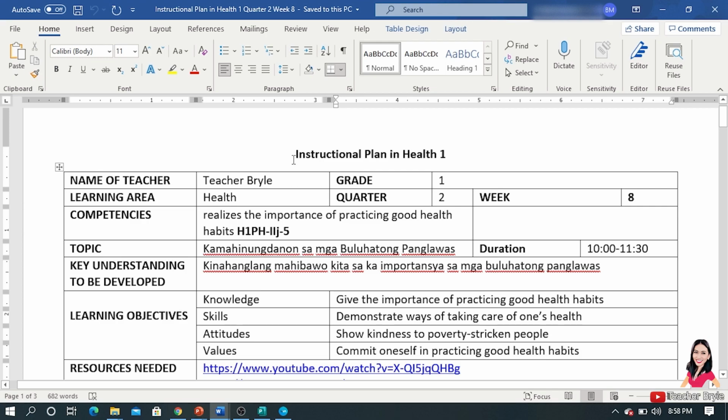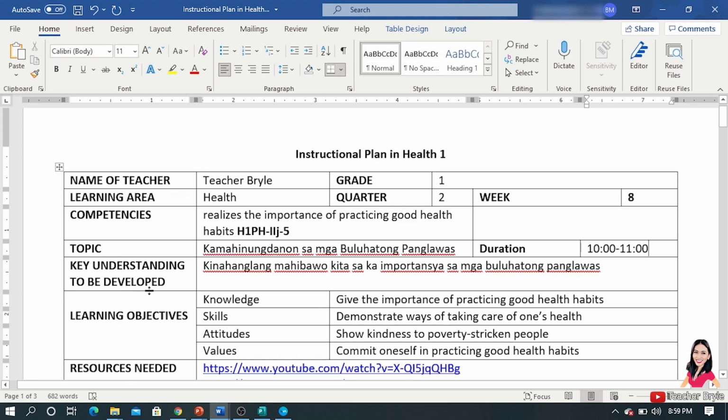So this is my instructional plan in Health 1. Name of teacher, Teacher Bryle, Grade 1. Learning area, Health, Quarter 2, Week 8. Competency: realizes the importance of practicing good health habits, H1PH-IIJ-5. Topic, kamahinungdanon sa mga buluhatong panglawas. Duration, 10 to 11 in the morning.